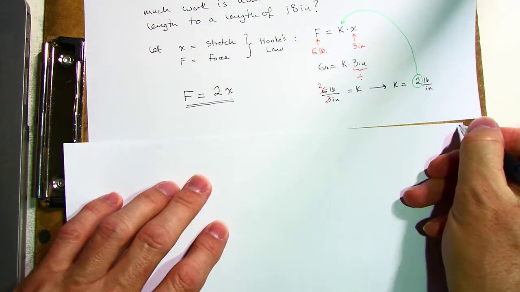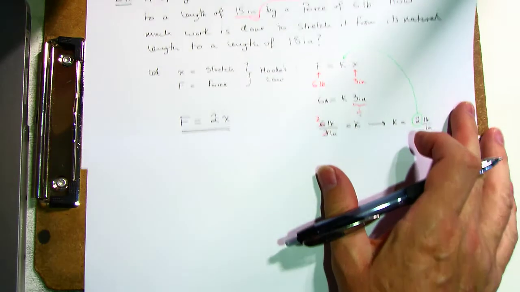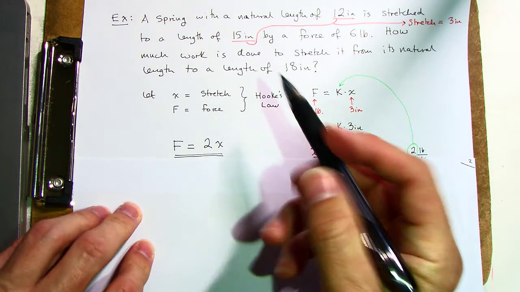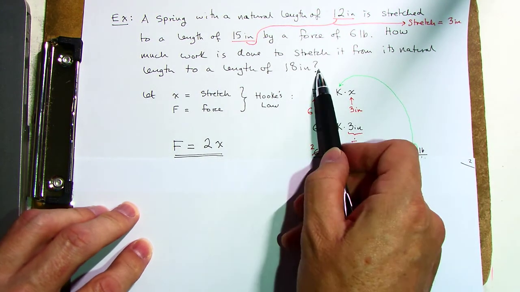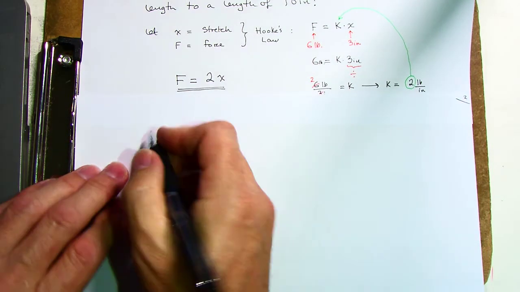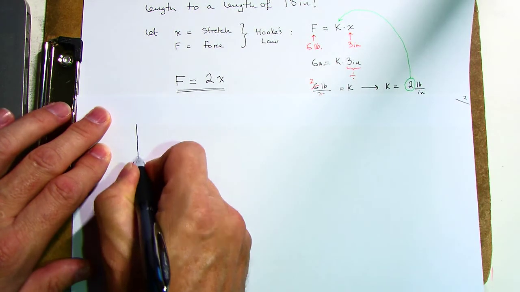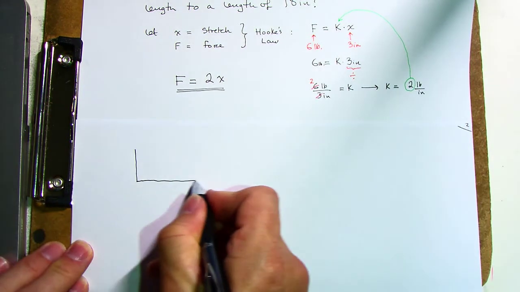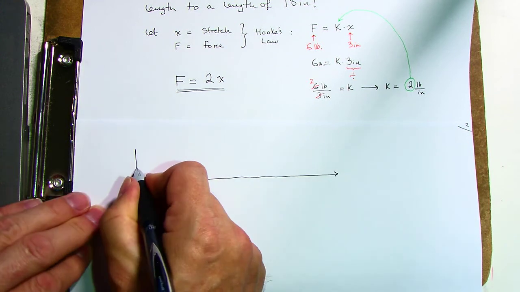All right, so reading that back again, let me move this down a little bit. It says, how much work is done to stretch it from its natural length to a length of 18 inches? Now I'm going to draw a picture here of what's going on, trying to visualize this relationship. So let's say that that's a wall. Let's say that this is just some reference axis, and here is our spring.